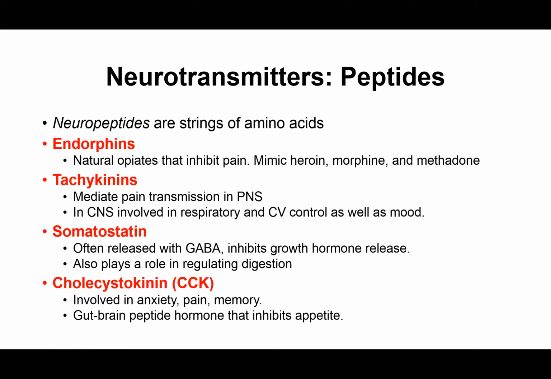The next type of peptide on this list is somatostatin, and somatostatin is often released at the same time as GABA, and a couple of the effects that somatostatin has would be that somatostatin inhibits growth hormone release, and it also plays a role in regulating digestion. And then finally, cholecystokinin, or CCK, is often involved in anxiety, pain, and memory. But most importantly, CCK is the gut-brain peptide hormone that inhibits appetite.